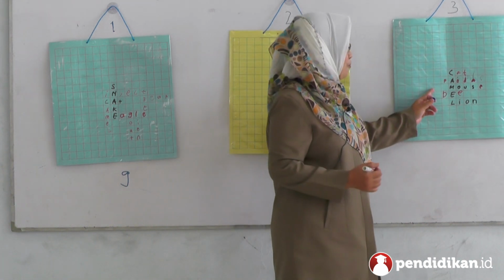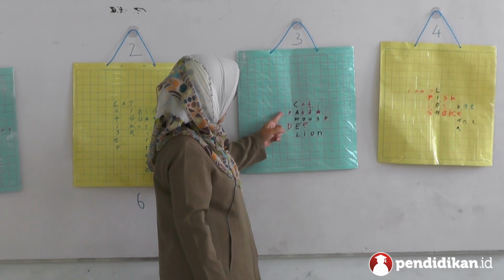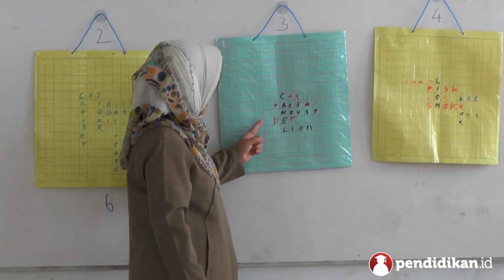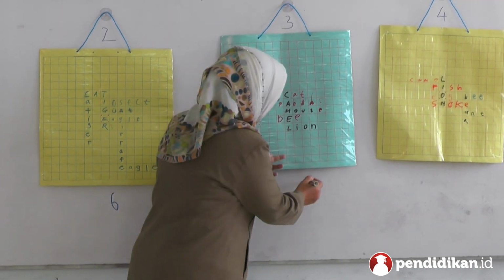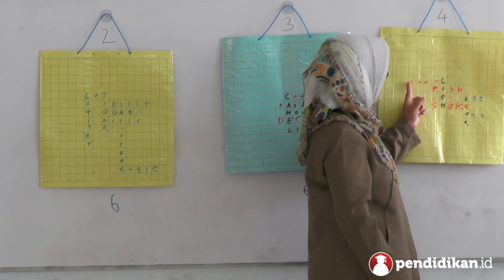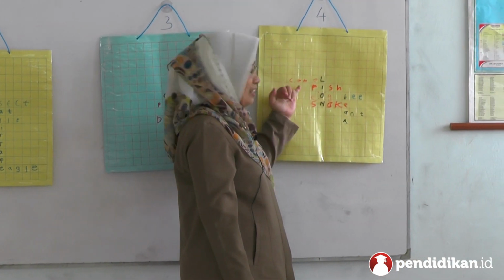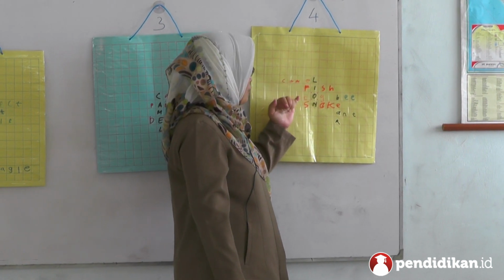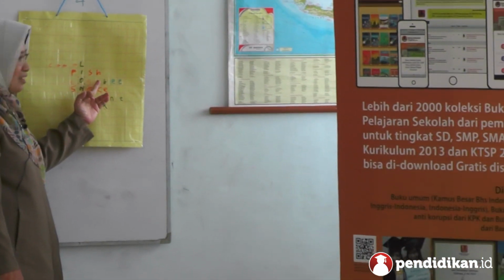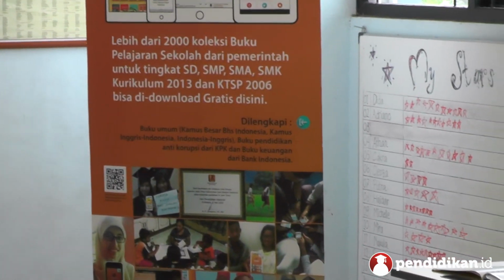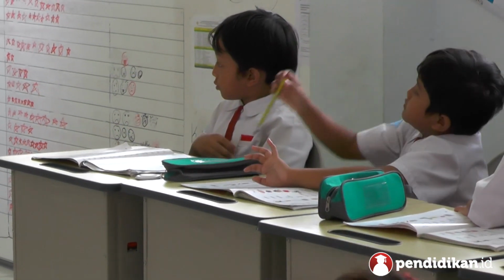Now this group, how many words can you write? Cat, panda, mouse, bee, lion, camel. Yes. So this is 6. And now what about this one? How many words? Camel. Then? Camel. Yes. Fish. Dog. Snake. And then? Bee. Bear. How many words? Seven. Okay. So who is the winner?